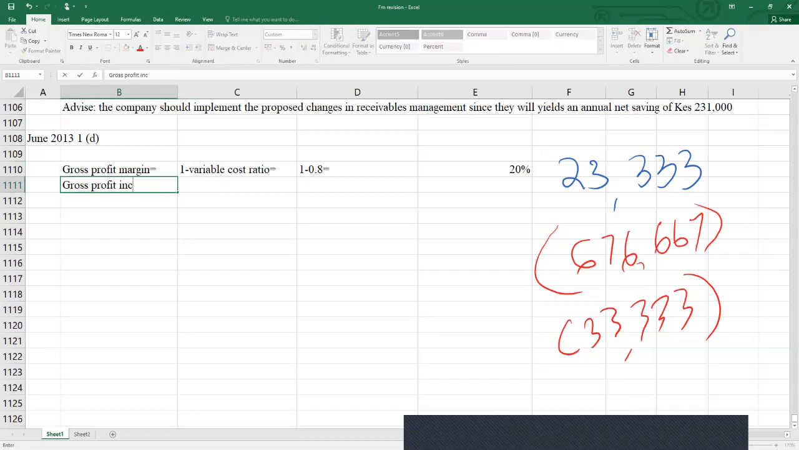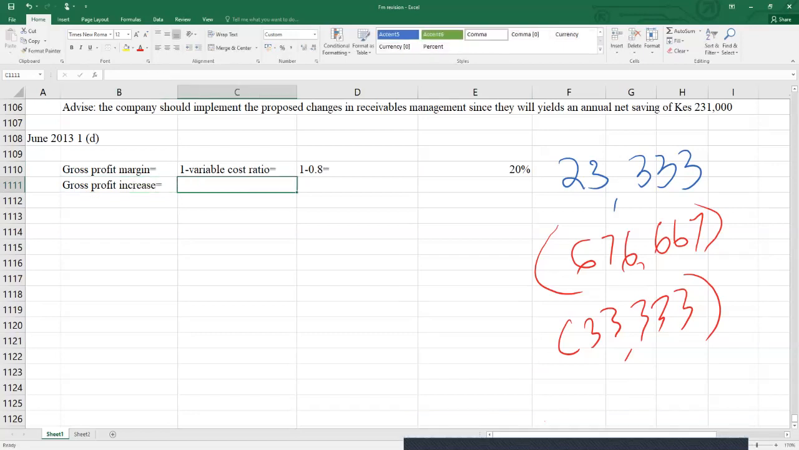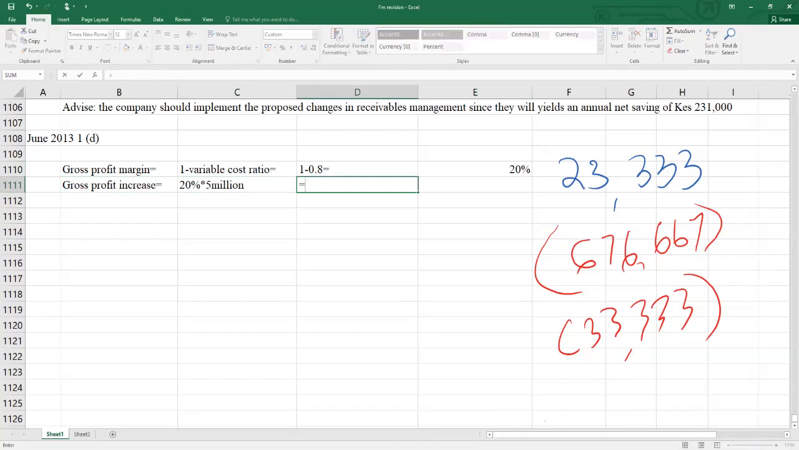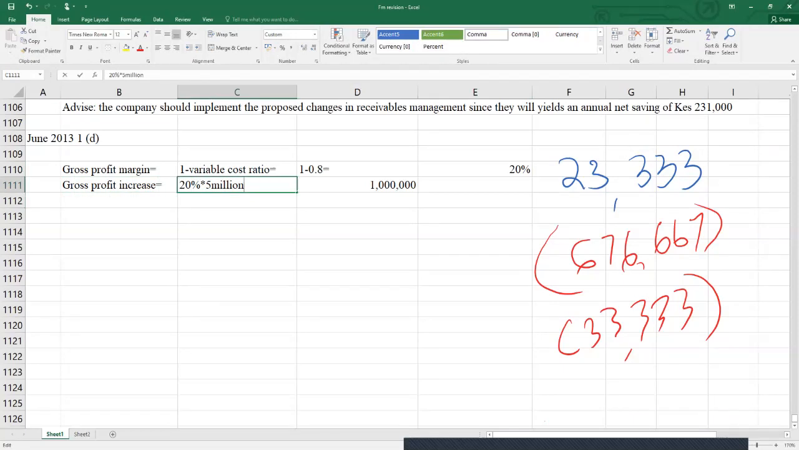Gross profit increase will be equal to the 20% margin times the sales increase of 5 million, which gives us 1 million. Therefore, there will be an increase in the gross profit of this company by 1 million.